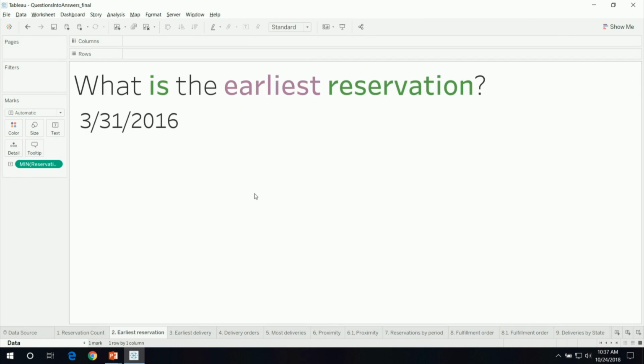The next question I had was, what is the earliest reservation in the system? This is when Tesla first started taking orders. I do have the superlative here, and in this case, that manifested as a min for my question. I wasn't asking about the average reservation date, I wanted the earliest, so that became the min. Again, fairly simple. This is not a tricky viz.